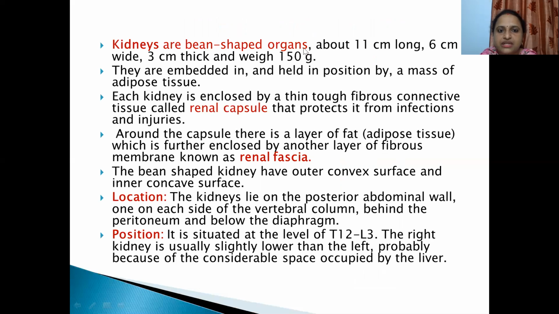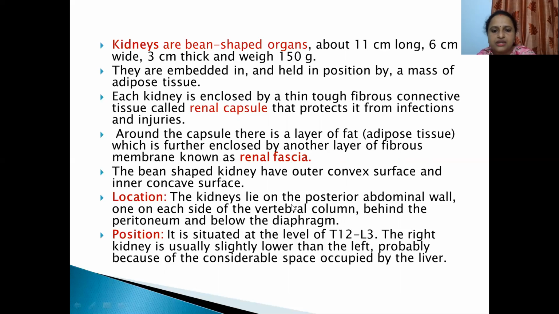The weight of each kidney is around 150 grams. This renal capsule helps prevent injuries. It prevents our kidneys from injuries. And not only that, around the capsule, there is also a layer of fat, adipose tissue, which is called renal fascia. So each kidney is covered by a thin, tough, fibrous connective tissue called the renal capsule. And surrounding the renal capsule, there is adipose tissue, which is called renal fascia. The kidney is convex on the outer surface and concave on the inner surface, if you see the diagram there.